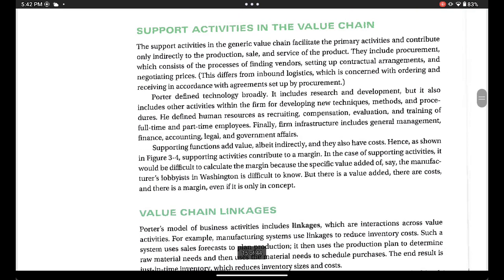Now, support activities in the value chain are very, very indirect activities, right? For example, you are looking at the product so that it is not stolen, so you add cameras. So support activities are not directly related to manufacturing the product. It's more indirect, but it's still added to the value chain. So if you add cameras in your shop because you don't want your products to get stolen, that cost is added to the inventory, but it's indirect.